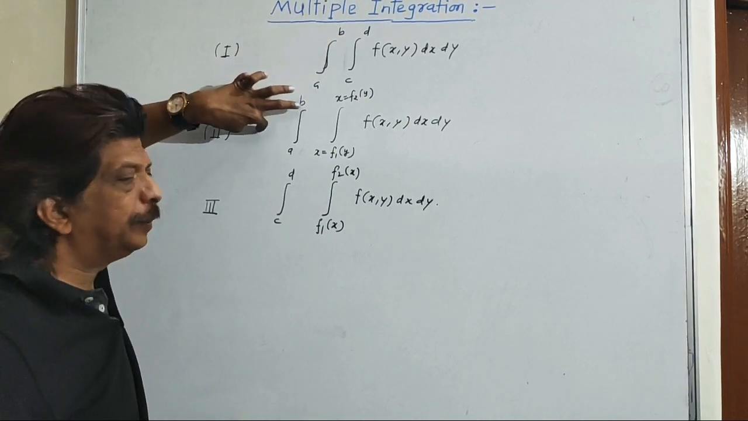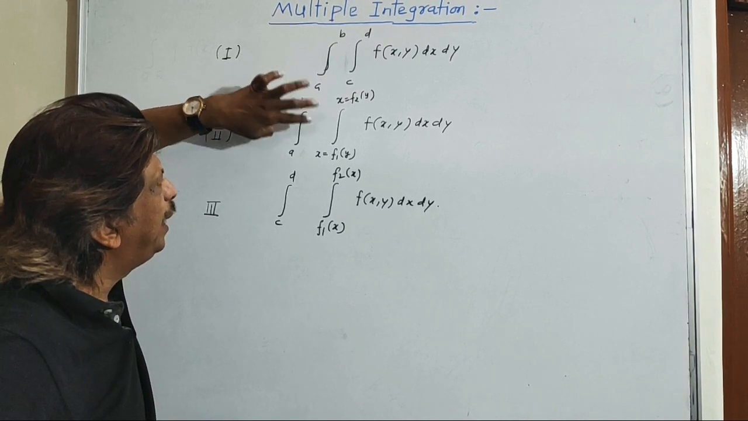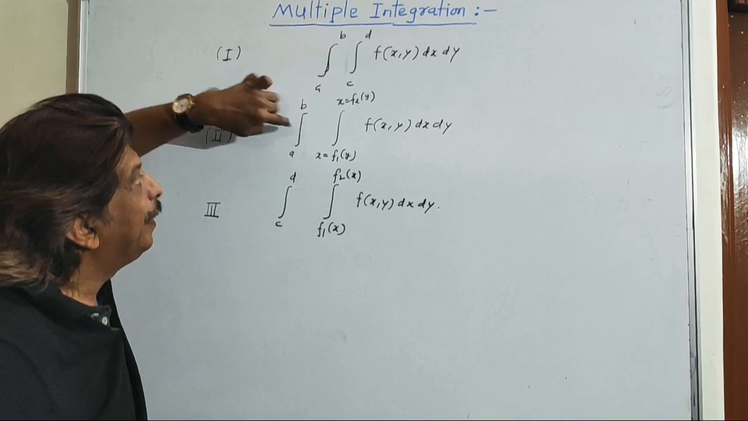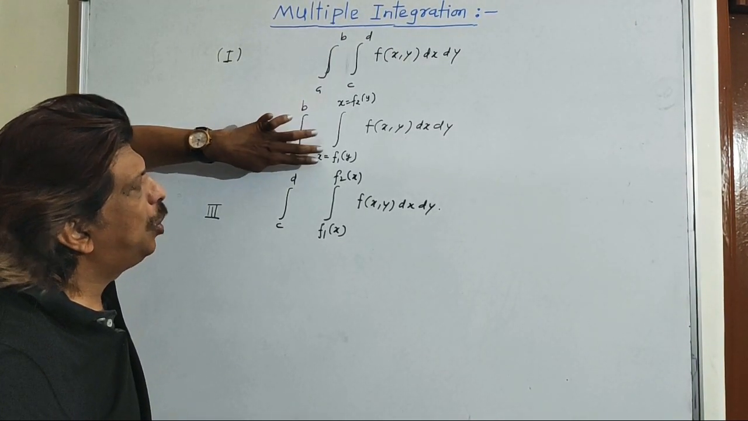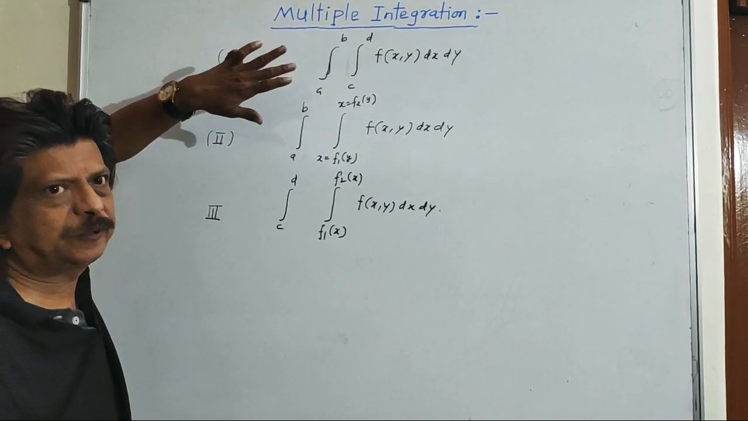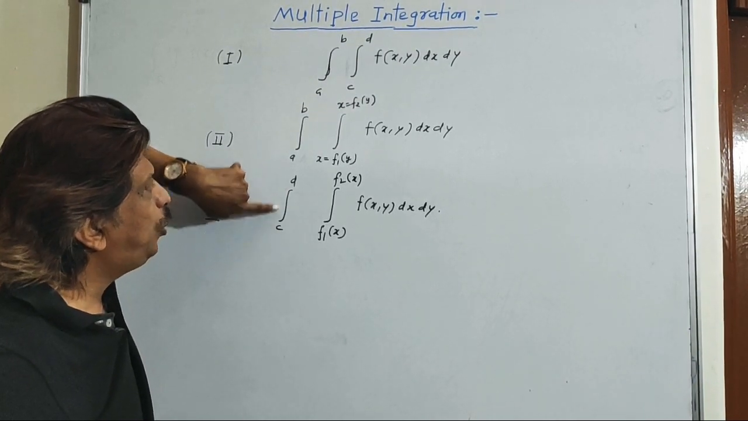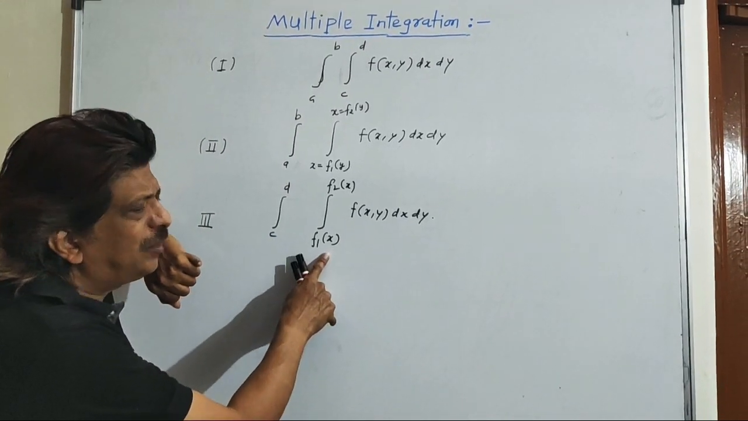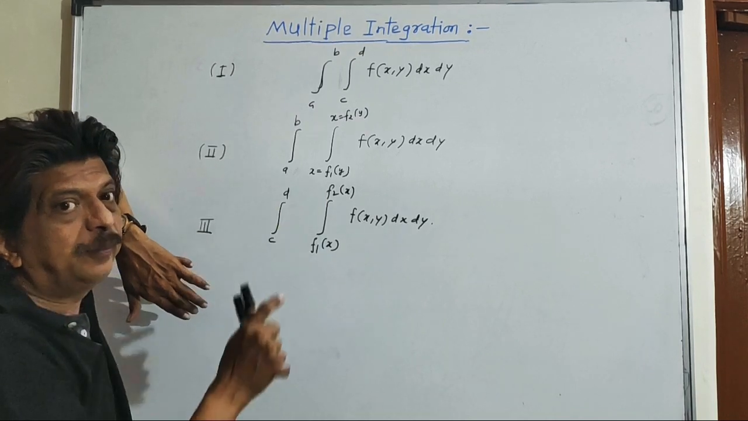In the second type, out of this pair of limits, a to b and x equal to f1 of y to x equal to f2 of y, here a and b are constant limits, whereas x equal to f1 of y to x equal to f2 of y are curvilinear limits. Now consider the third: here c to d are constants, whereas y equal to f1 of x to y equal to f2 of x are curvilinear limits.